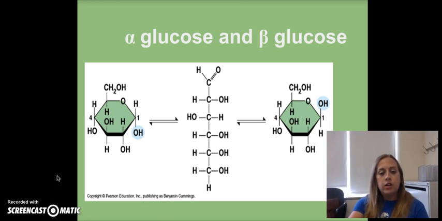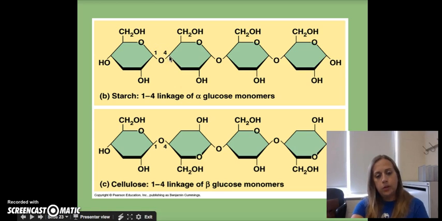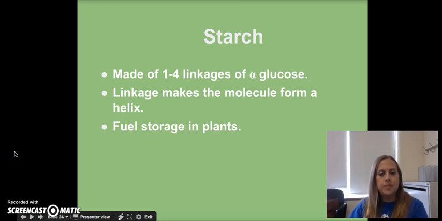Something to keep in mind is there are actually two forms of glucose, alpha glucose and beta glucose, and you can see it has to do with where this hydroxyl group is positioned. So when you are looking at starch, you have 1 to 4 linkages. So it's a 1 to 4 glycosidic linkage of alpha glucose monomers, and then with cellulose, it's a 1 to 4 linkage of beta glucose monomers. So there is a difference there.